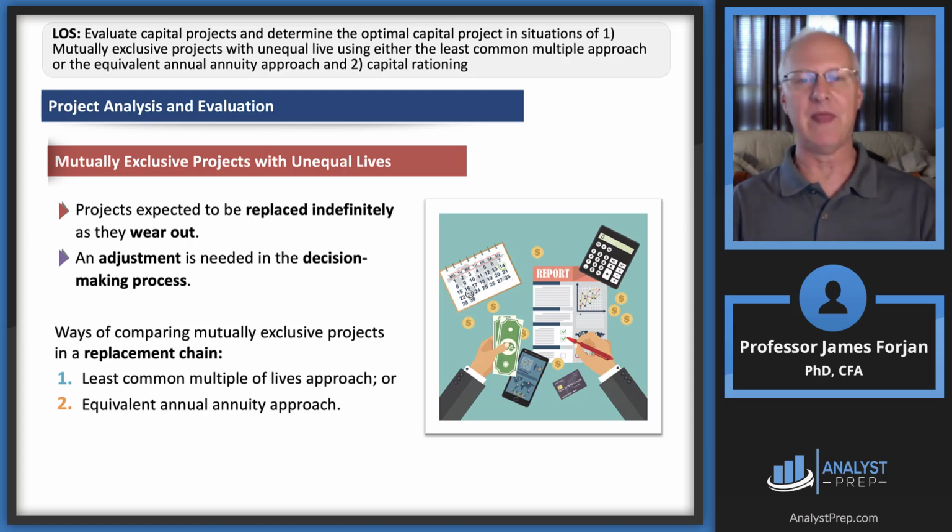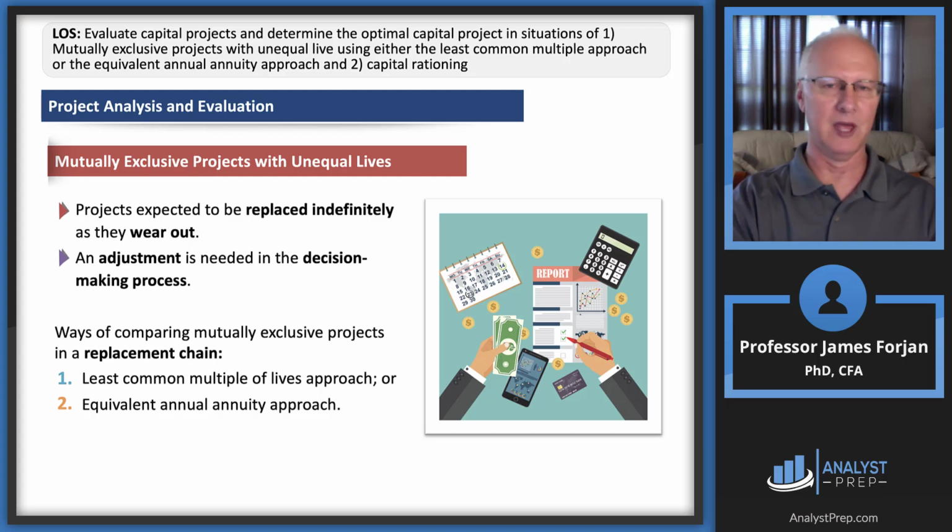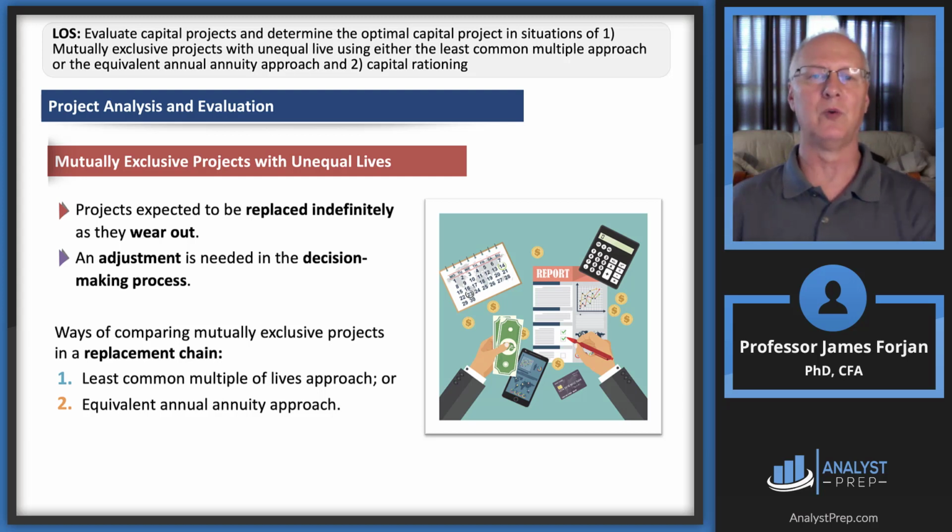Now, having said that, if Johnny and Jenny both estimate projects that are going to last for, let's say, 10 years, then we don't have this particular problem. We can just compute net present value and select the plumber with the higher net present value. End of story. But what happens if Jenny says, hey, my pipes are going to last for 8 years, and Johnny says my pipes are going to last for 6 years? What do you do with unequal lives?